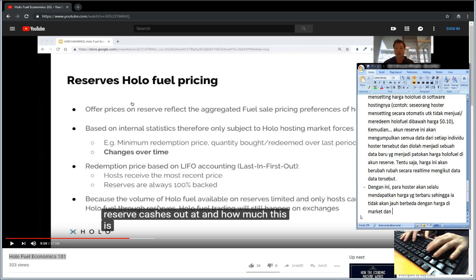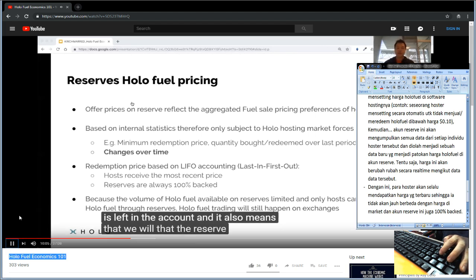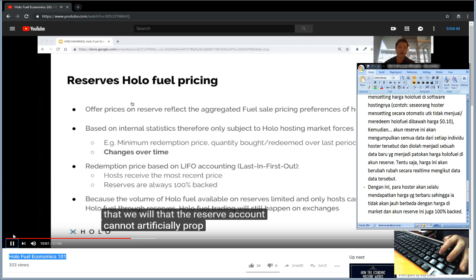And this reserve account is also 100% backed. 100% backed is left in the account, and it also means that the reserve account cannot artificially prop up the price. Okay.